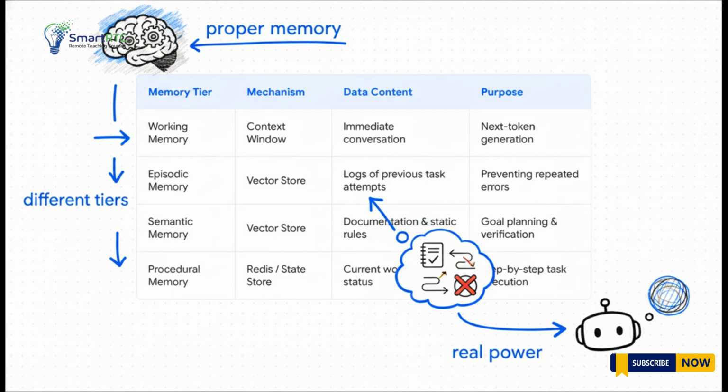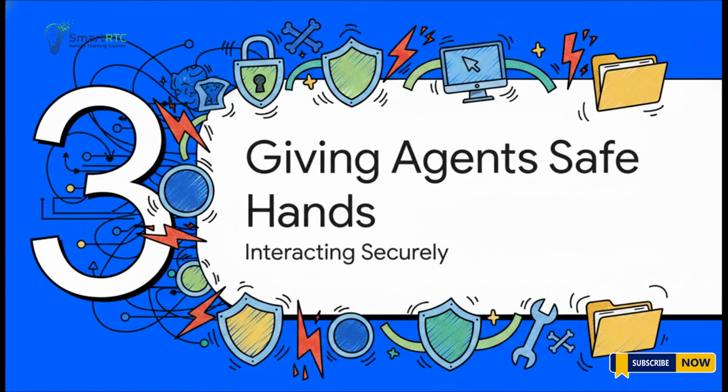Okay, so a better thinking process is great, but what about memory? The next step is to give the agent a real memory system, and just like ours, it's got different layers. You've got your short-term working memory and semantic memory for rules, but the real game changer here is episodic memory. This is basically a logbook of every time the agent has tried to do a task before. By checking these logs, the agent can actually learn from its past screw-ups and not make the same mistake twice. Pretty cool, right?